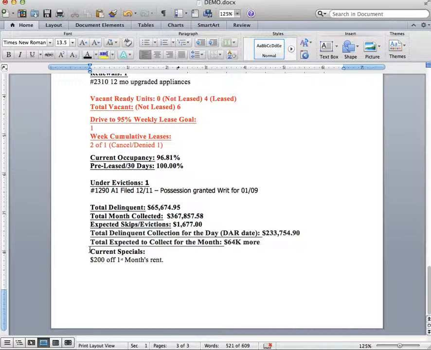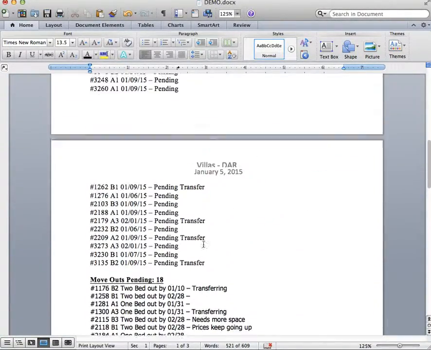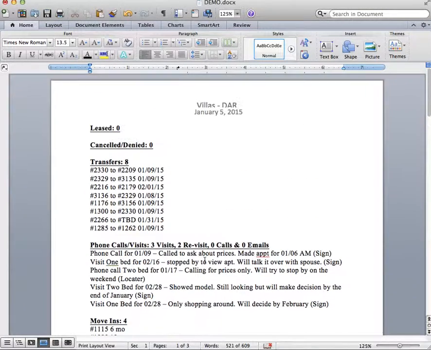We also ask that you list what are your current specials for the week so we can keep track of it. And it also helps us make sure that we're on the same page, because we may think that you're running a special and it could be completely different from the special that you actually list. So all of this information here is really important for us to have on a daily basis.